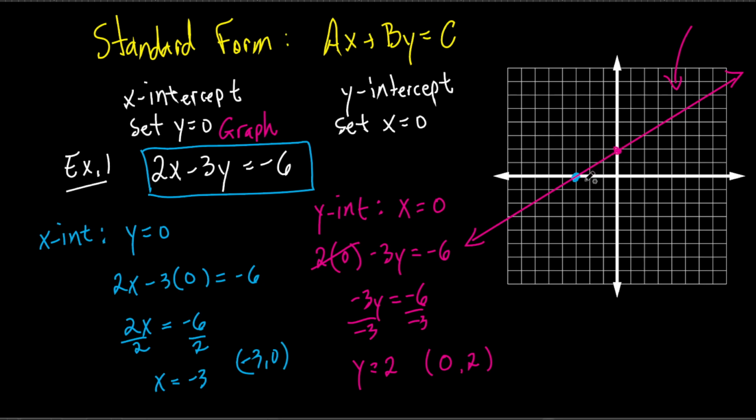So what am I checking? I'm not just checking that you put any old line there. I'm looking that it goes through -3, 0. I'm looking for that point, and it goes through 0, 2. I'm looking for that point, and I'm looking that you drew the line through those 2 points. Once you do that, that's your line. So you just graphed your first line, right?